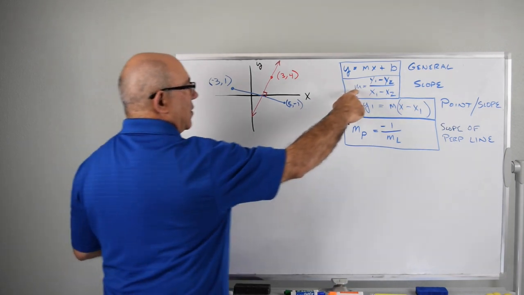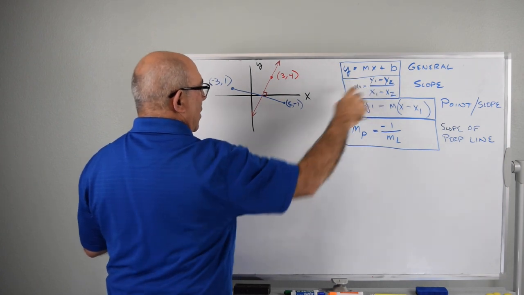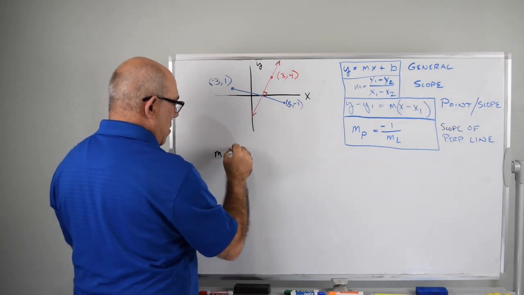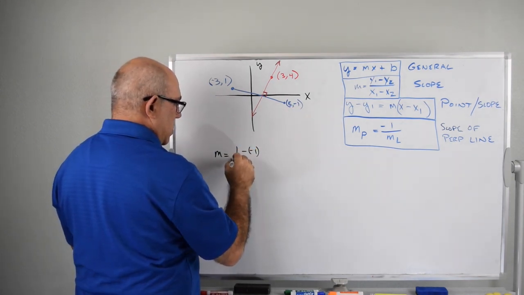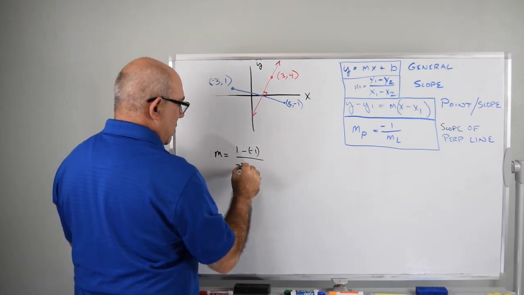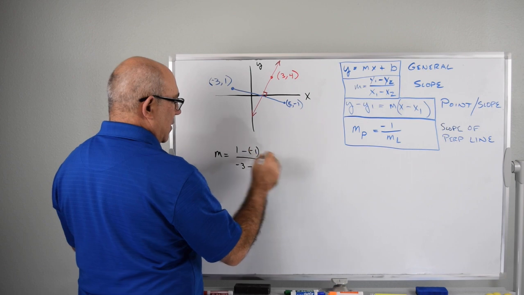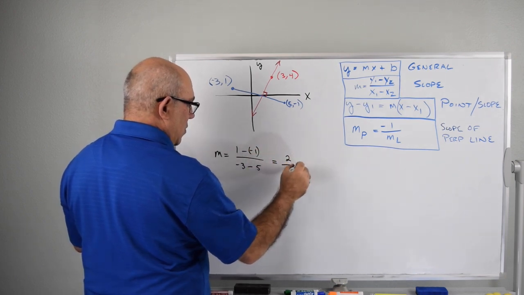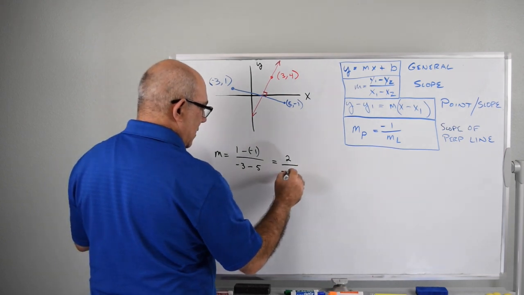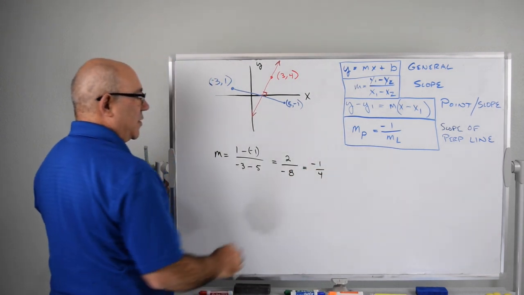Okay, so the first thing we have to do is calculate the slope, and that's going to be y1 minus y2. We'll call this point 1. So it's 1 minus minus 1 over x1 minus x2, which is minus 3 minus 5. That equals 1 minus minus 1 is 1 plus 1, and that's 2. Minus 3 minus 5 equals minus 8. That equals minus 1/4. So we now know the slope.